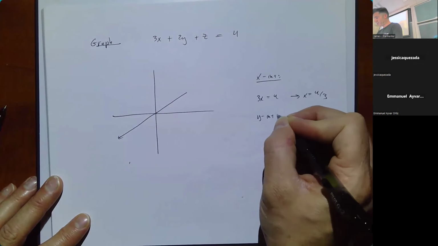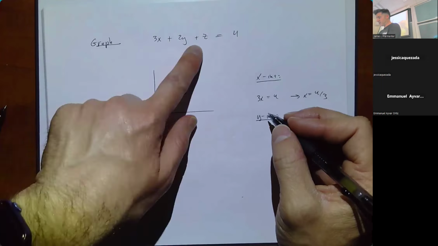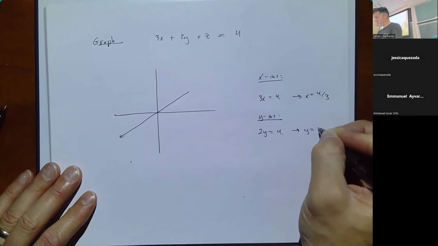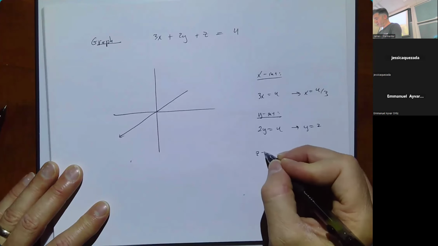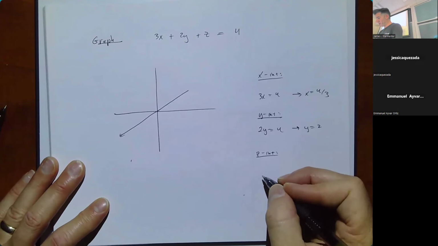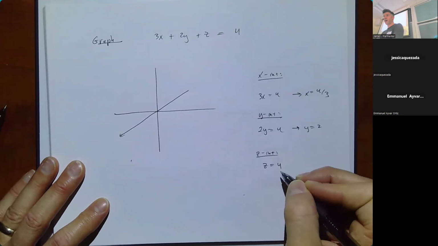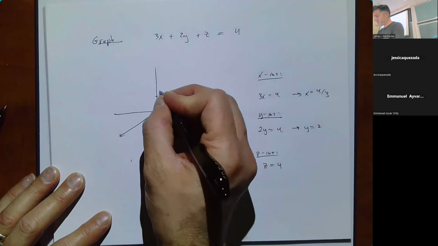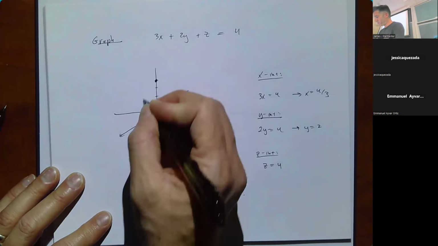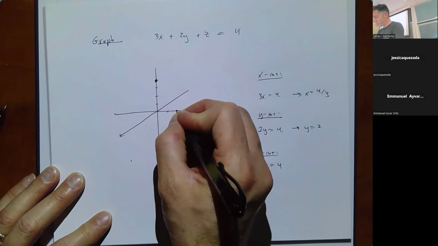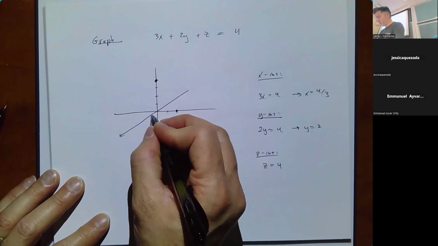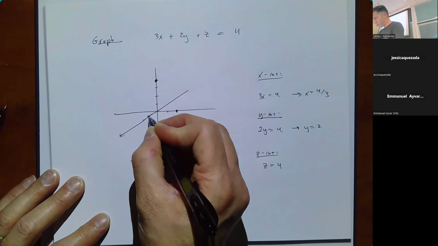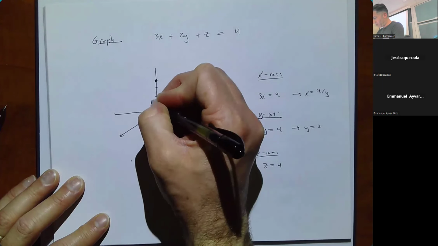Y-intercept, same deal. Set x and z equal to 0. We're going to get 2y equal to 4, so y equal to 2. And for my z-intercept, we're going to set x and y equal to 0. We're going to get z equal to 4. And then you plot those 3 points. There's z equal to 4. There's y equal to 2. X equal to 4/3, you have to scale it down a little bit, so it's probably right about there. And then we connect them up.